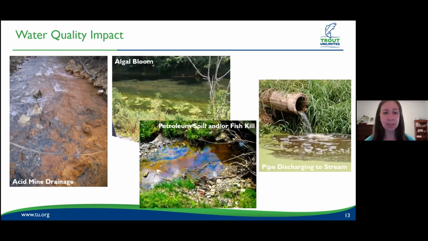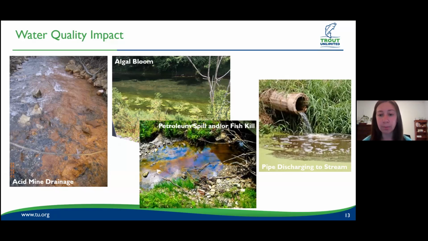Water quality impacts. This is kind of a catch-all for any disturbance type where the water quality is being impacted. So things like acid mine drainage, algal blooms, a petroleum spill, or a fish kill. If the petroleum spill or fish kill is serious enough, then that's something that you might want to report to the DEP spill hotline. But you could also take a photo and report it to us as well.